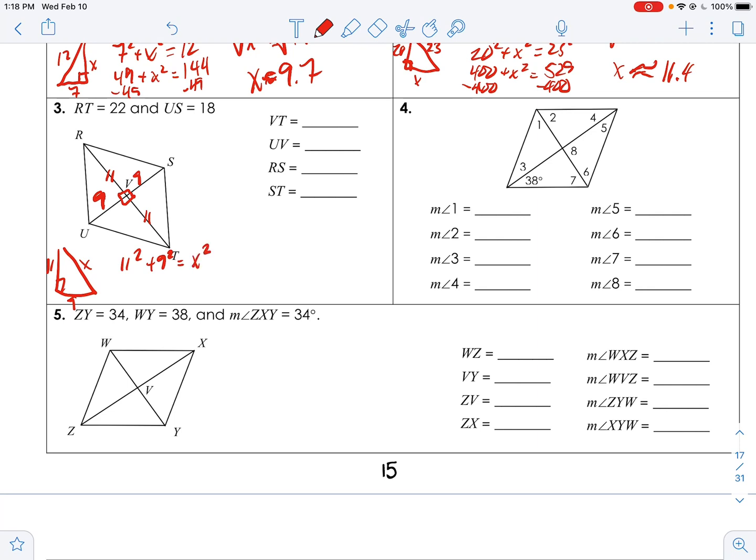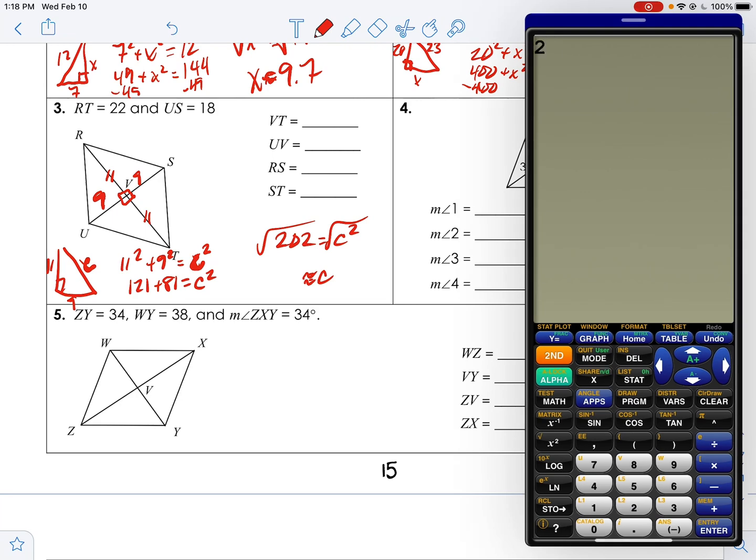So 11 squared plus 9 squared equals x squared, or c squared. That technically could be c side. You could say c. 121 plus 81 equals c squared. That'd be what, 202 equals c squared, square root. And c is almost, we're going to need the square root part first. Square root 202. 14.2.